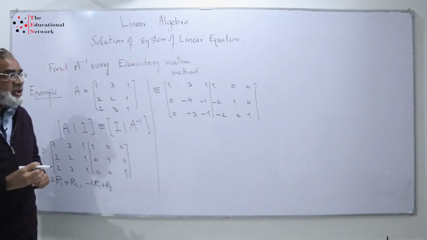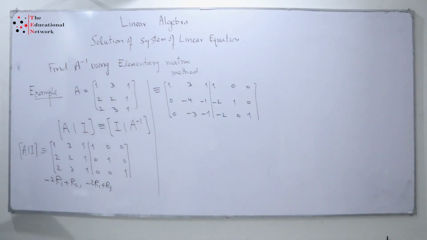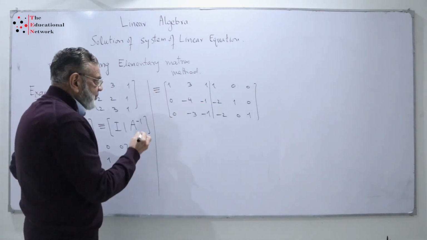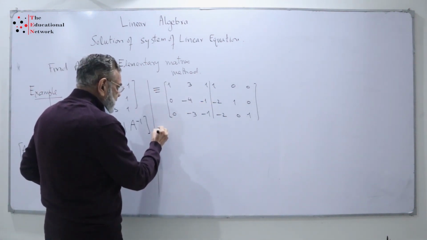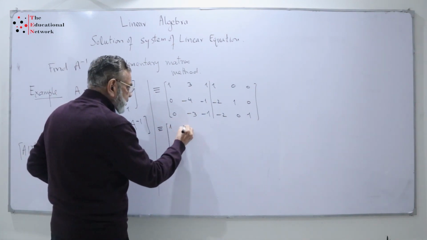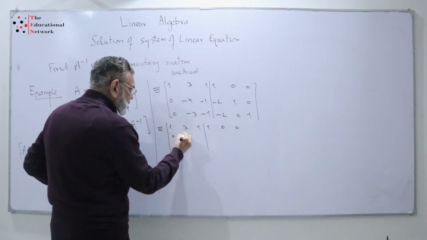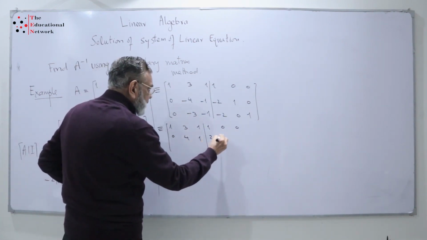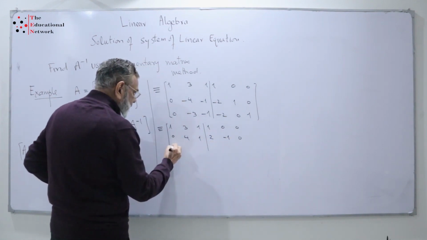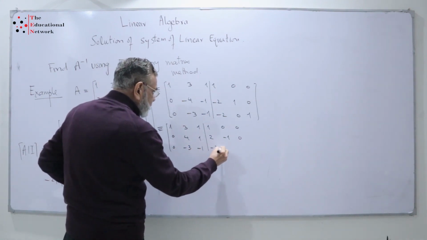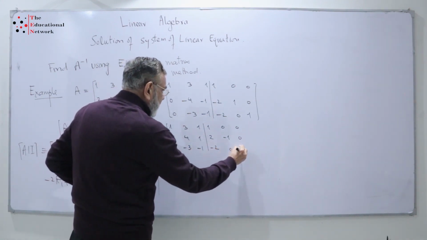Now we want to reduce it to the identity matrix. This means we have to bring here the values, and this must get 1. So to bring here 1, I multiply here by minus 1. So I get here 1, 3, 1, 1, 0, 0. I get here 0, I get here 4, I get here 1, I get here 2, I get here minus 1, and 0. I get here 0, I get here minus 3, I get here minus 1, I get minus 2, I get here 0, and 1.